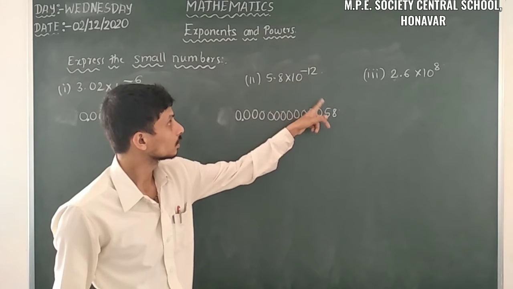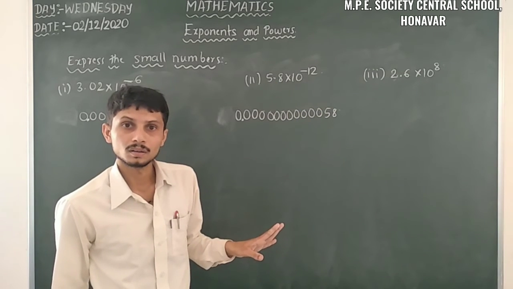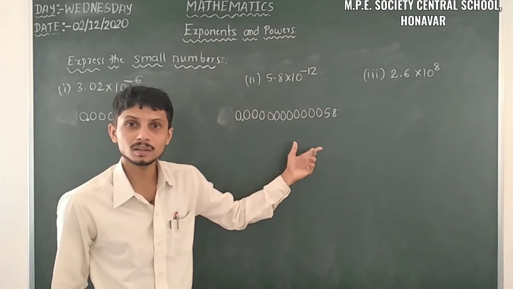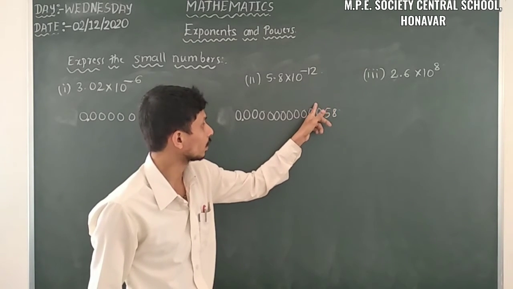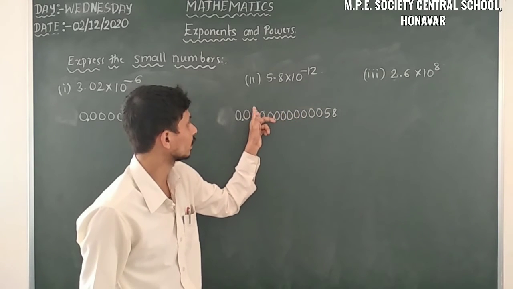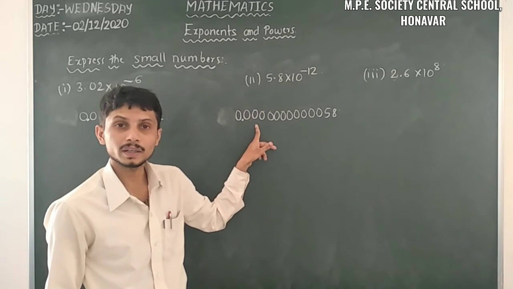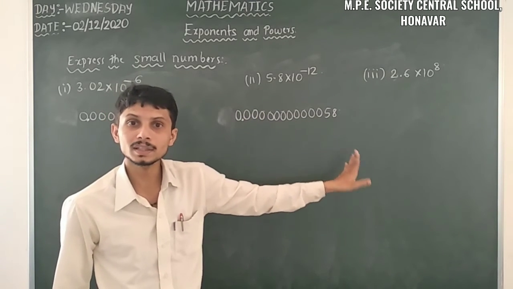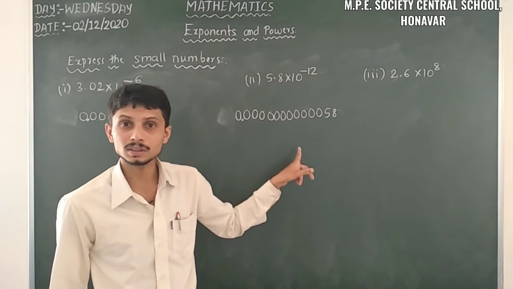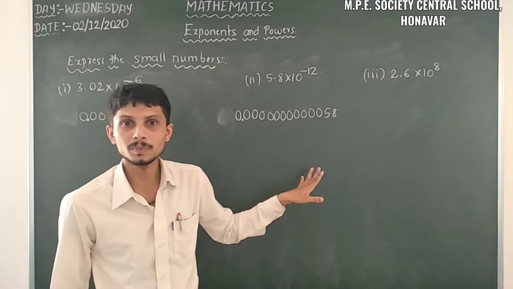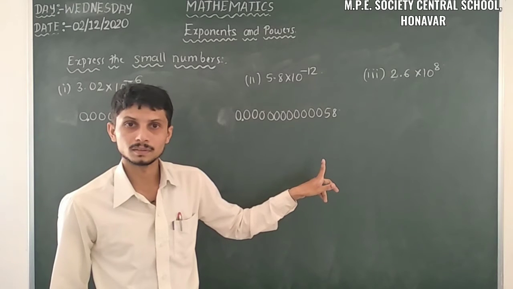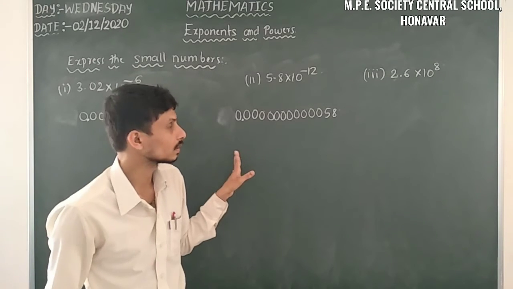So here we want 5.8, and we have to check which exponent we want: 1, 2, 3, 4, 5, 6, 7, 8, 9, 10, 11, 12. So 5.8 into 10 raised to minus 12 is possible here. Firstly you have to write the zeros in pencil, and after that you have to rub them out, and then write in pen. Okay, so let us take like this.